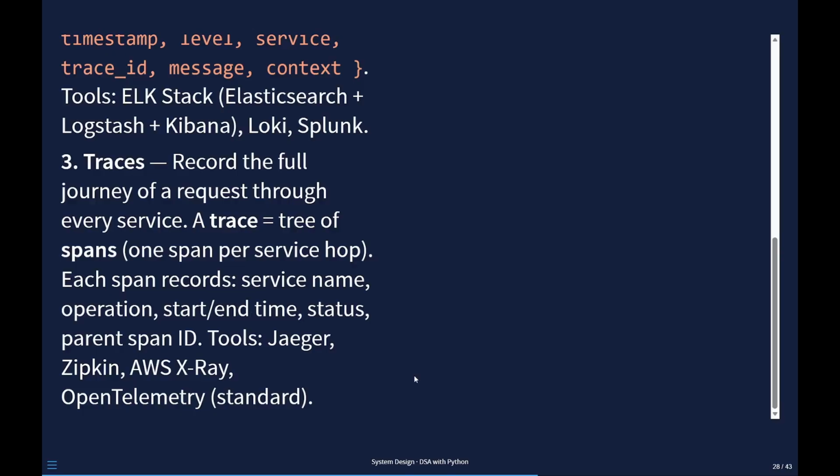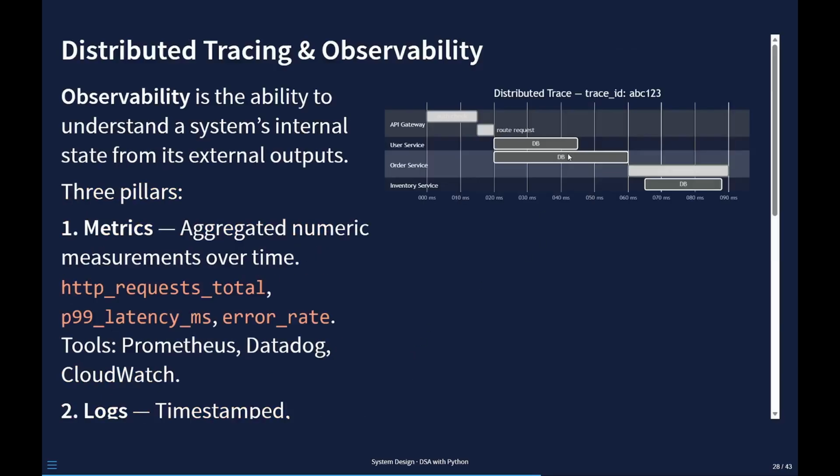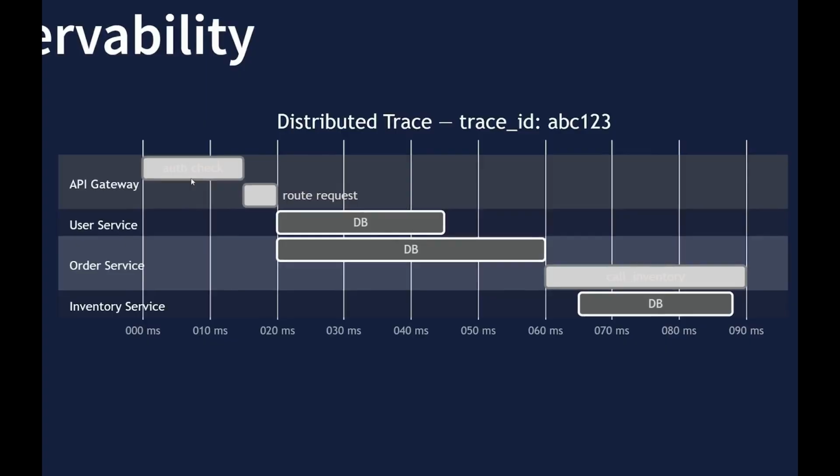The Gantt chart on screen shows a real trace. A total request takes 90 milliseconds. The API gateway spends 15 milliseconds on auth and 5 on routing. The user service spends 25 milliseconds on a database query. The order service and inventory service run in parallel. Note the overlapping spans.